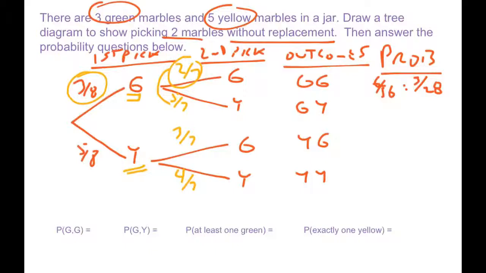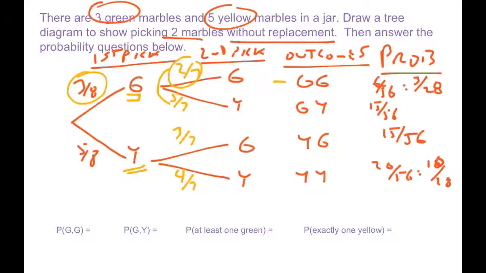Green yellow will be 3/8 times 5/7. So that's going to be 15/56. And yellow green is 5/8 times 3/7, 15/56. And yellow yellow is 5/8 times 4/7, and that'll be 20/56, which reduces to 10/28.